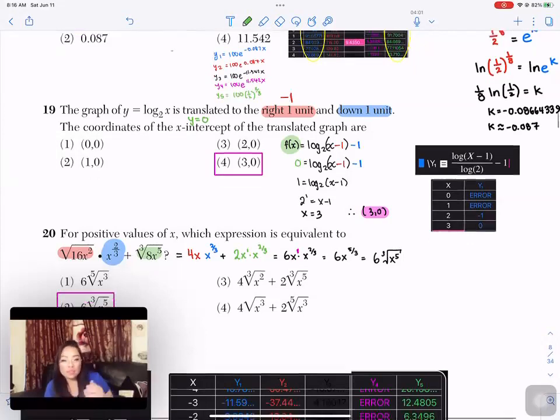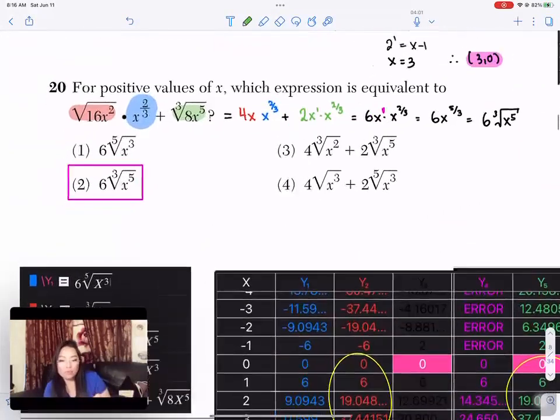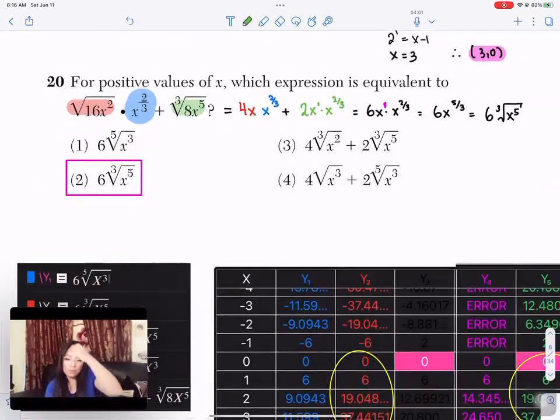Solving radicals, simplifying radical equations. For this one, really know your rules. For example, I would start with the square root of 16x squared. That is 4x. x to the 2/3, I'm just going to leave it. 8x to the 5th, well, the cube root of 8 is 2. And 5 divided by 3 means that 3 can go into 5 one time, and there's a 2 left over. So that's going to simplify into 2x to the first times x to the 2/3 power.